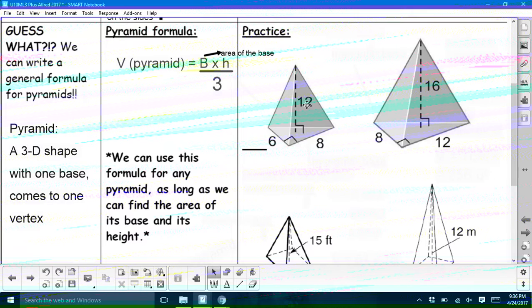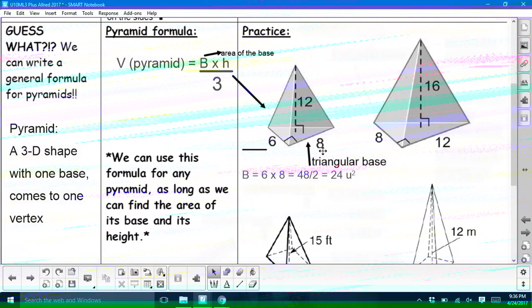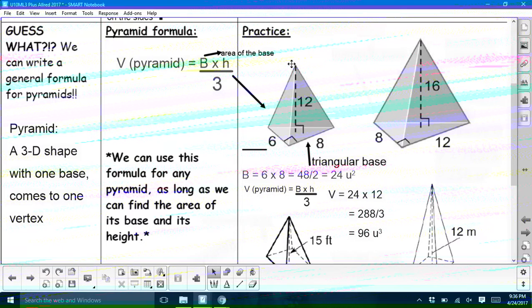Okay, what I'm going to do for you is I'm going to look at this triangular prism right here. This guy has a triangular base. I'm going to find the area of that base by doing 6 times 8. 6 times 8 is 48, and half of that is 24. The formula for the volume of a pyramid is area of the base times the height divided by 3. 24 times 12, that's how tall the pyramid is, 288, divided by 3 is 96 cubic units for the volume of that triangular pyramid.